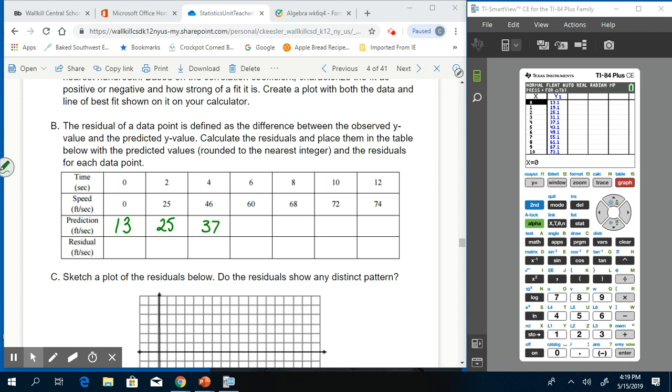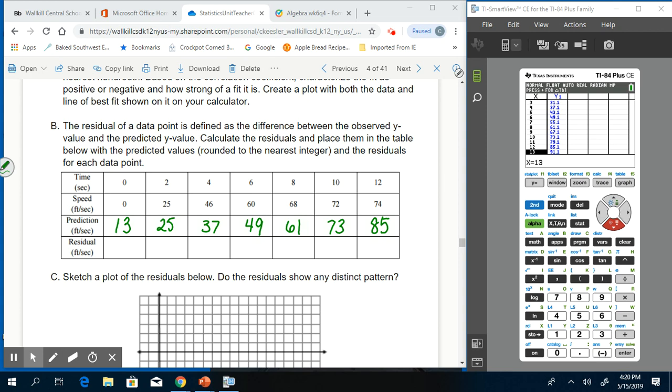For 6, we would have a prediction of 49. For 8, we would have a prediction of 61. For 10, a prediction of 73. And for 12, a prediction of 85. So now our residuals would be the actual minus the predicted.